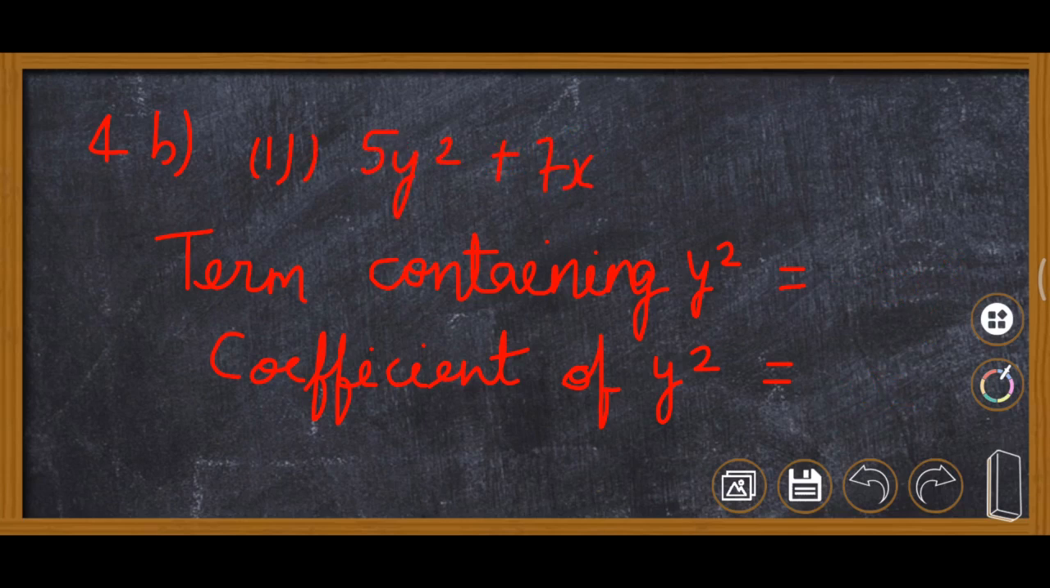Now this is fourth B second part, 5y square plus 7x. Now here the term containing y square is 5y square, and the coefficient of y square here is 5.